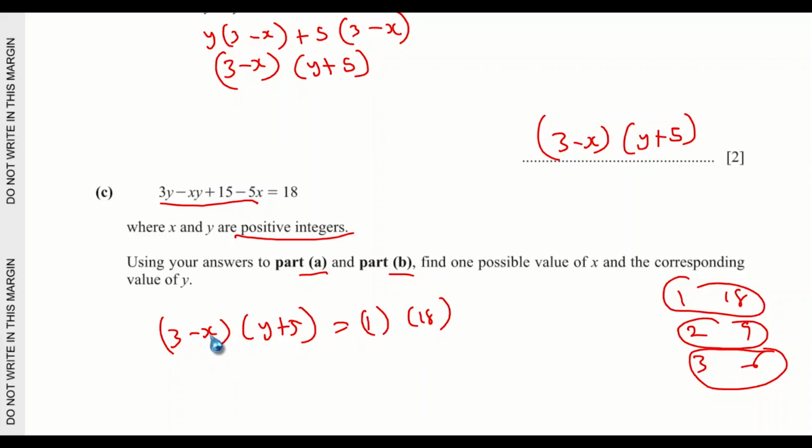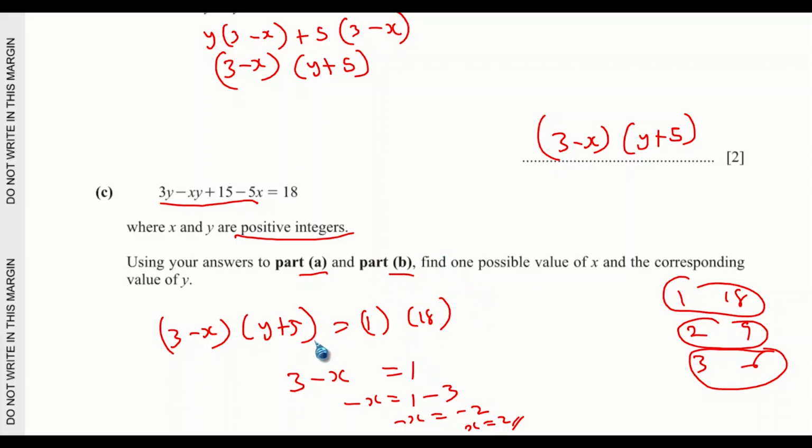So that means 3 minus x will be equal to 1. If you solve that, I just want to show you something. 3 minus x equals 1. So you get minus x equals 1 minus 3. So minus x will be equal to minus 2, and x will be equal to 2. So this is what you get.